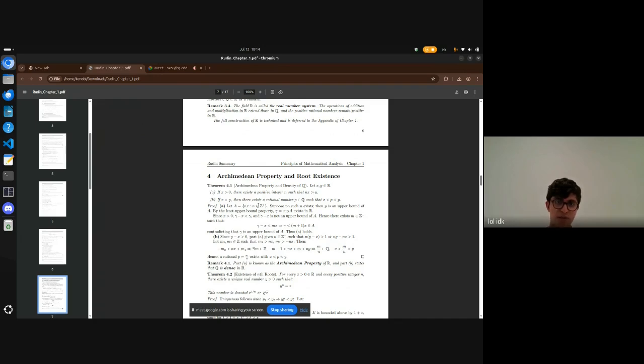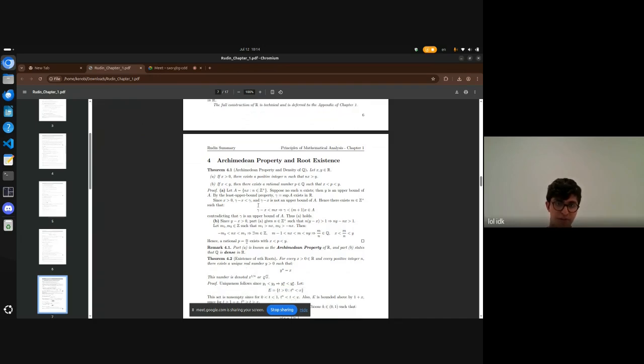And we get the following property thanks to it, which is the density of Q in R. If x is less than y, then there exists a rational number p in Q such that x is less than p less than y. Now, if we prove A, let set A equal the set of all the nx's with n a positive integer. Suppose no such n exists. That's our supposition; we're trying to bring it to an absurdity. Then y is an upper bound of A.